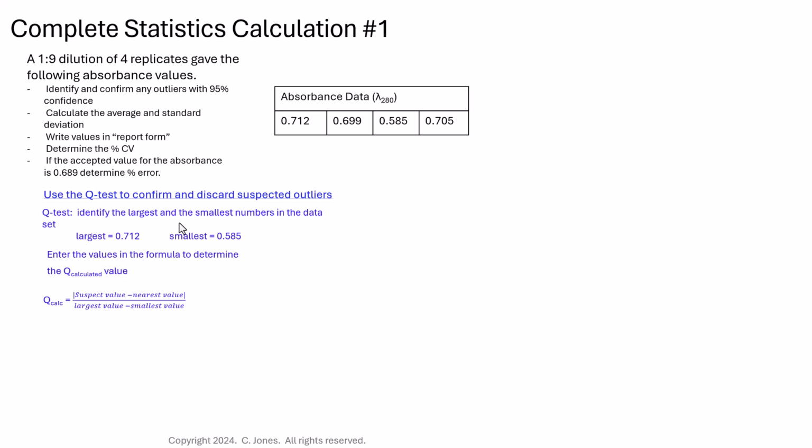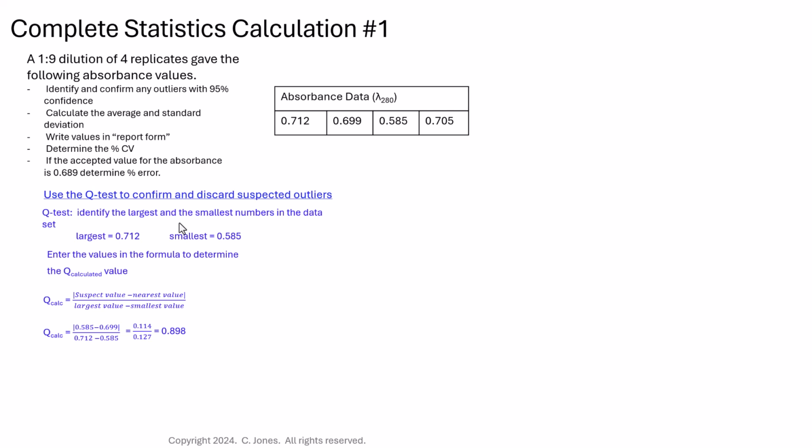We're then going to apply this to our formula to calculate the Q value for our data: the absolute value of the suspect value minus the nearest value, divided by the largest value minus the smallest value. So if we plug those numbers in, we get a ratio of 0.898. So that's our calculated Q value.